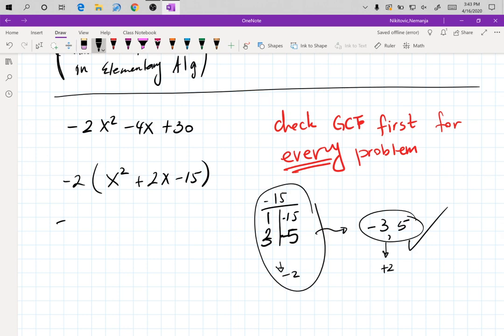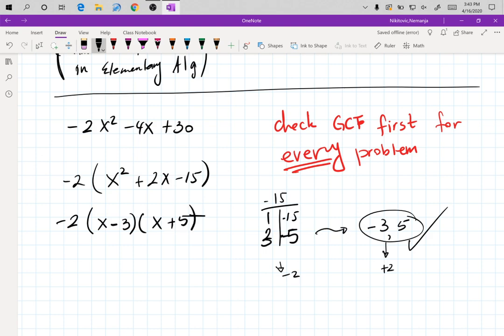And these are not the droids you're looking for. So, negative 2, x plus 3, x minus 3, x plus 5. Ta-da! Factored completely.